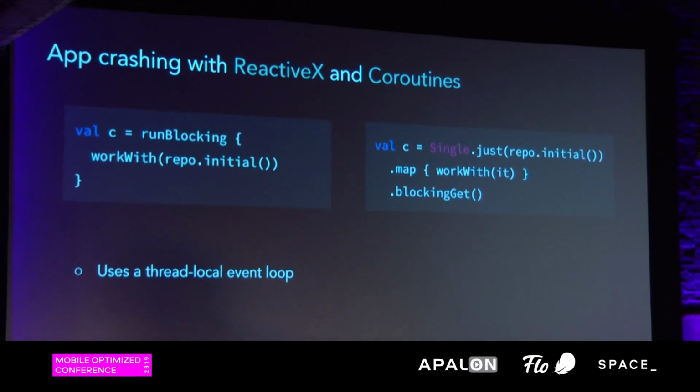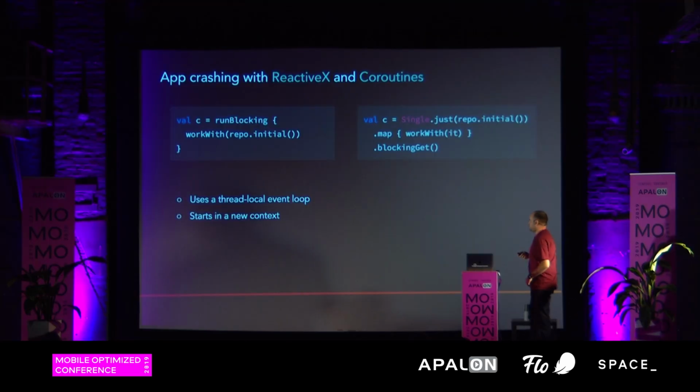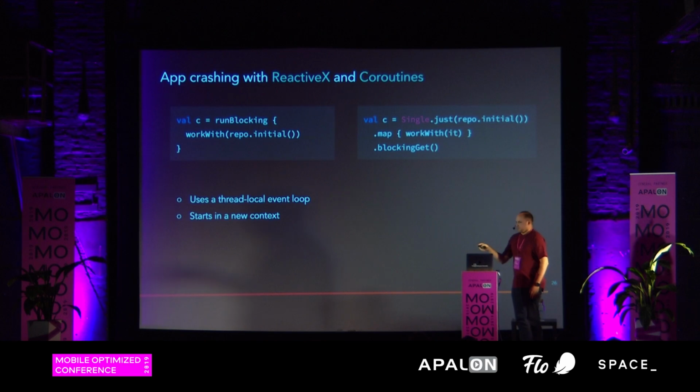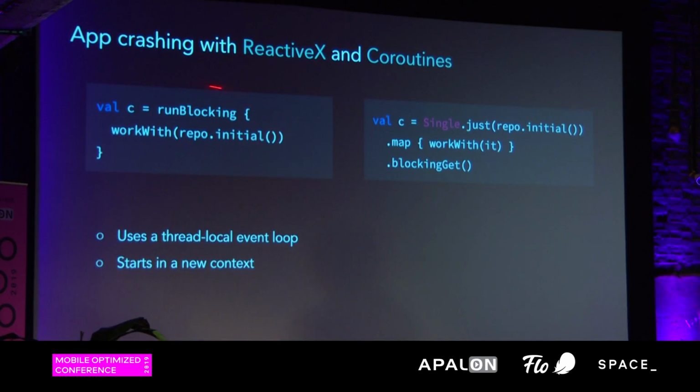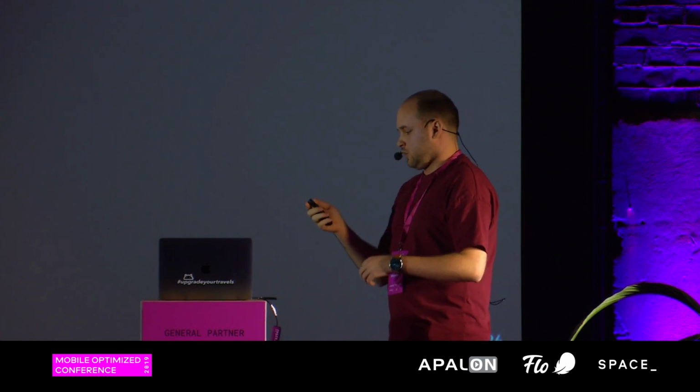What happens inside of run blocking is that it creates a thread-local event loop, and into this event loop, it shoots your tasks. Since it's your only one block there, you would run only one block in this event loop. It starts in a new context because there is no context available. Remember, run blocking is not part of the scope, it's just a function, so it doesn't know anything about the parent where you're executing from. It has no idea. So it starts a new context, and then it goes and calls join for all of the child jobs. If you have multiple things running in this run blocking, it will call join for all the child jobs.